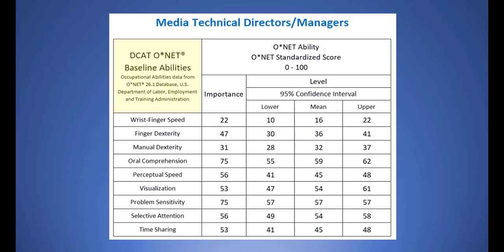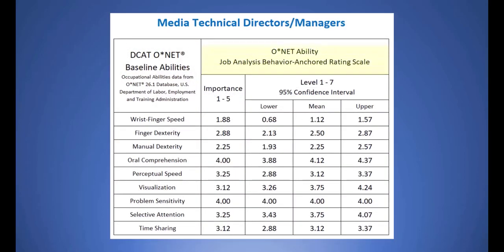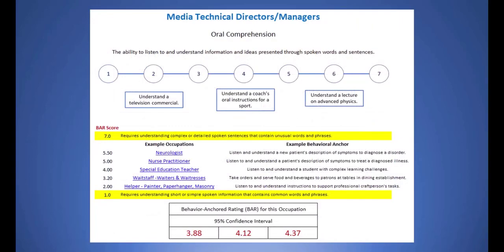So that's what we'll present to the client, but here's what's more important to you. This is the underlying data based on job analysis. This is important for you to understand because your knowledge of the behavior-anchored rating scales will bridge the gap between the person's functional limitations and the task demands in their target job. That's going to be the focus of your attention. Let's take oral comprehension as a useful example.